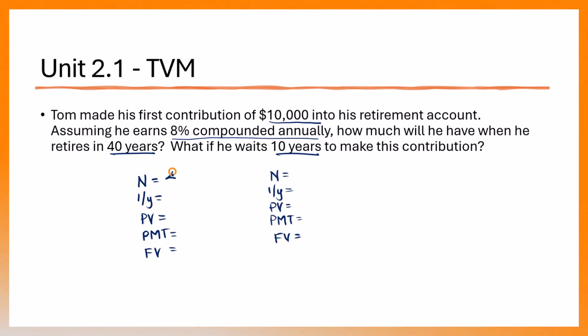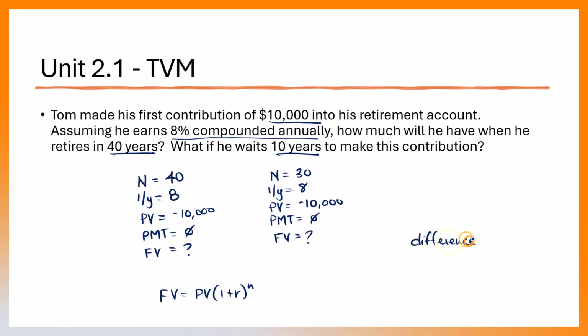My N will start with 40 at 8% for a negative $10,000. No payments being made. We want to find the future value. The only difference on this second setup is that the number of periods changes to 30 instead of 40, and we want to see what sort of impact this has. We know by looking at the future value formula specifically that the number of periods has a direct relation to the future value. So if you decrease N, you will decrease the future value. But the question is, by how much? How much will they differ if you wait 10 years to make this contribution?